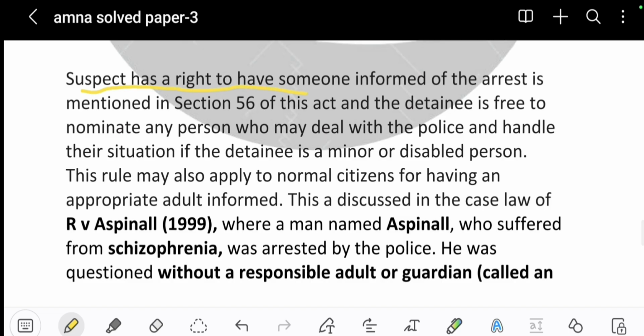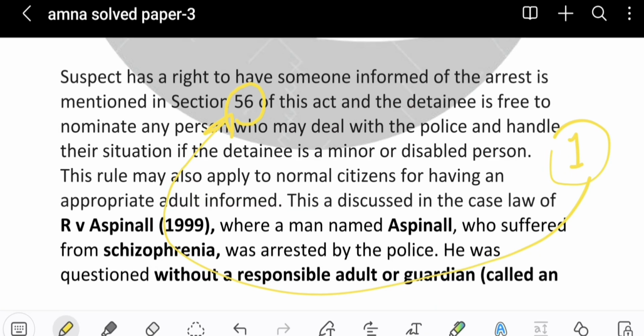Suspect has a right to have someone informed of the arrest, as mentioned in section 56 of this act, and the detainee is free to nominate any person who may deal with the police and handle their situation if the detainee is a minor or disabled. So basically now you will get 1 more mark. Why? Because you have added the section 56. After adding this section you will definitely get 1 mark.